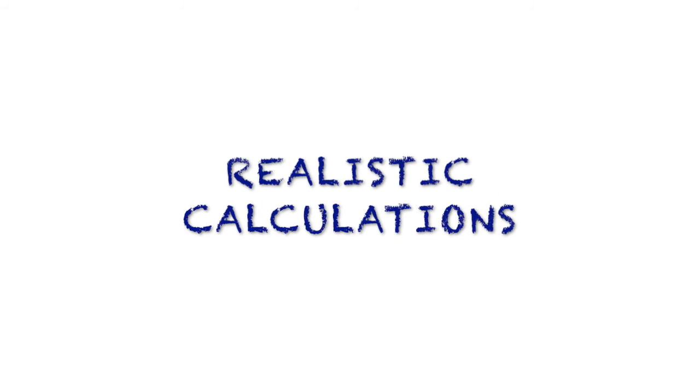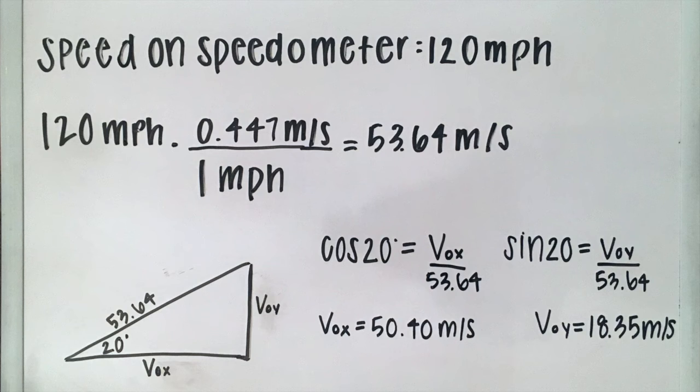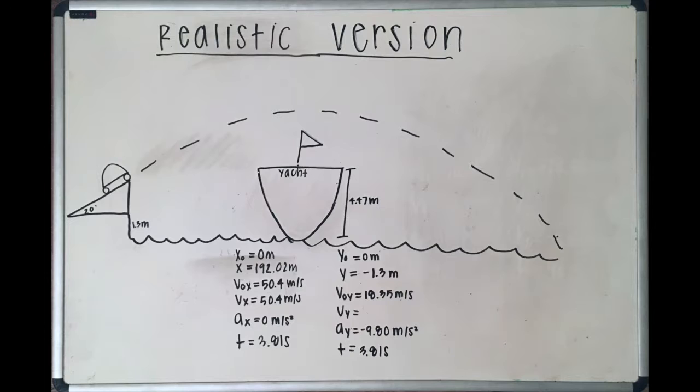When evaluating this scene realistically, we set x naught and y naught to 0 meters. We used the same velocity components as before, which were 50.40 meters per second for v naught x and vx, and 18.35 meters per second for v naught y. The acceleration in the x direction was 0 meters per second squared. Also, the vertical acceleration acting on the car is negative 9.8 meters per second squared because it is the acceleration due to gravity. Then we solved for the rest of the remaining variables.